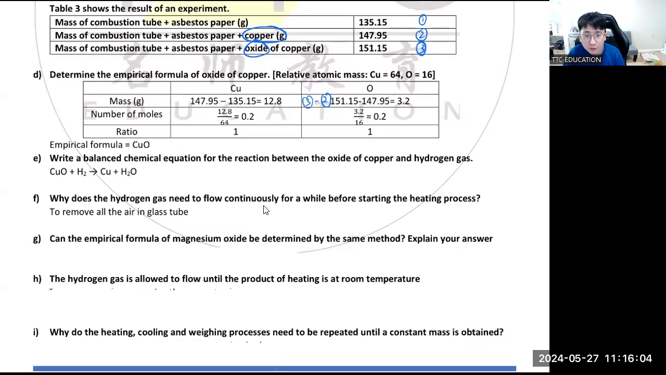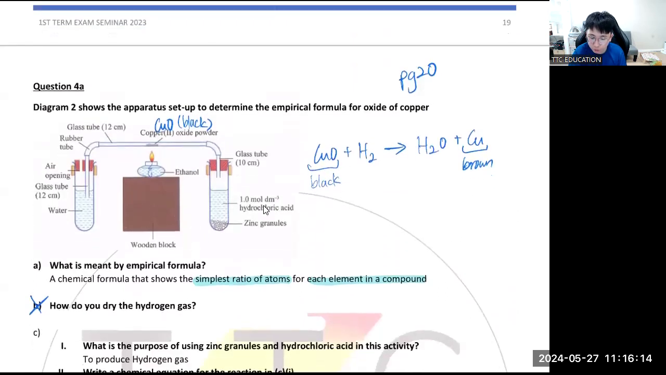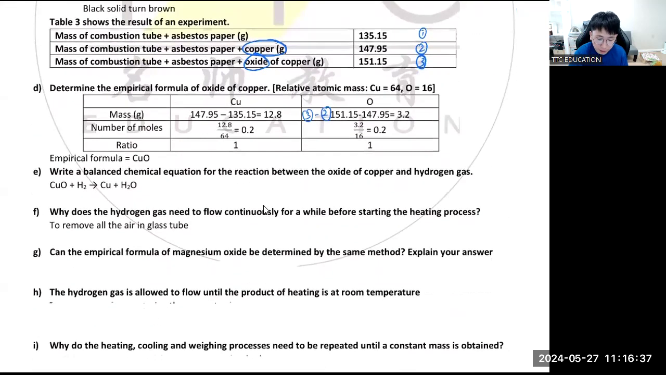Can the empirical formula of magnesium oxide be determined by the same method? Can we do this method for magnesium oxide? Cannot. Why? If I change this equation from CuO to MgO, can your H2 snatch the oxygen out from MgO? Cannot, because Mg is more reactive than H2. So H2 cannot take away the O from Mg. The reason why H2 can take away the O from Cu is because H2 is more reactive than Cu. So we say no, because magnesium is more reactive than hydrogen.